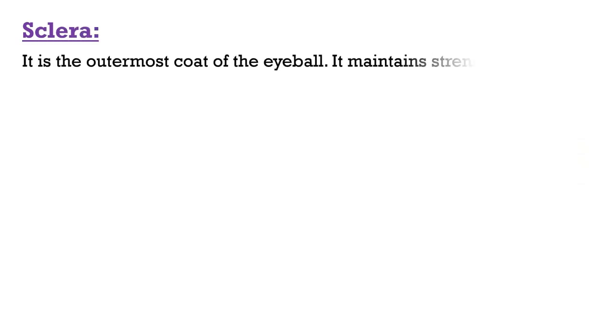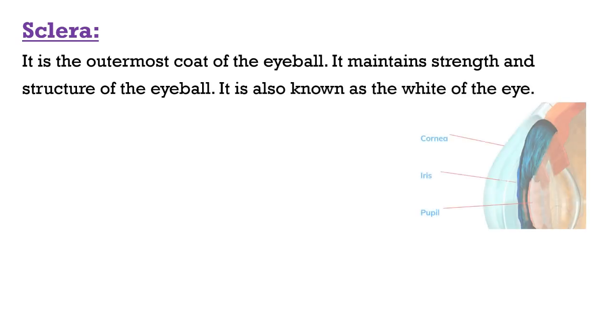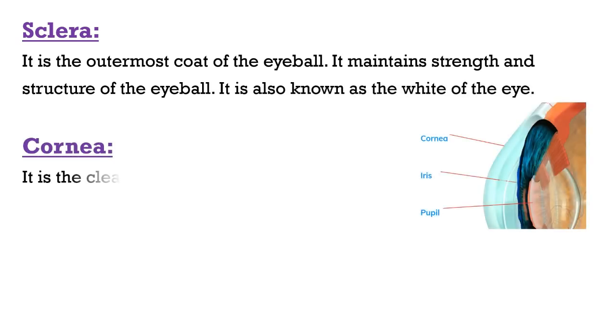Sclera. It is the outermost coat of the eyeball. It maintains the strength and structure of the eyeball. It is also known as the white of the eye.